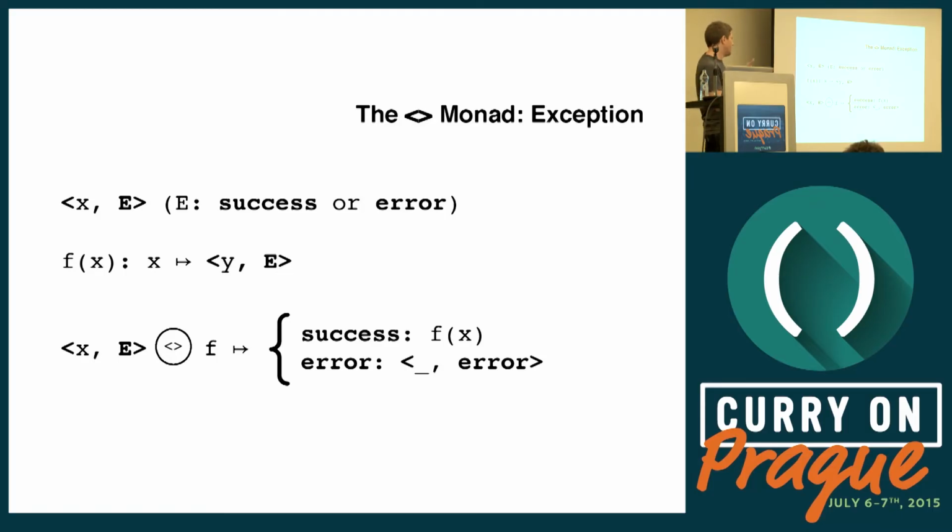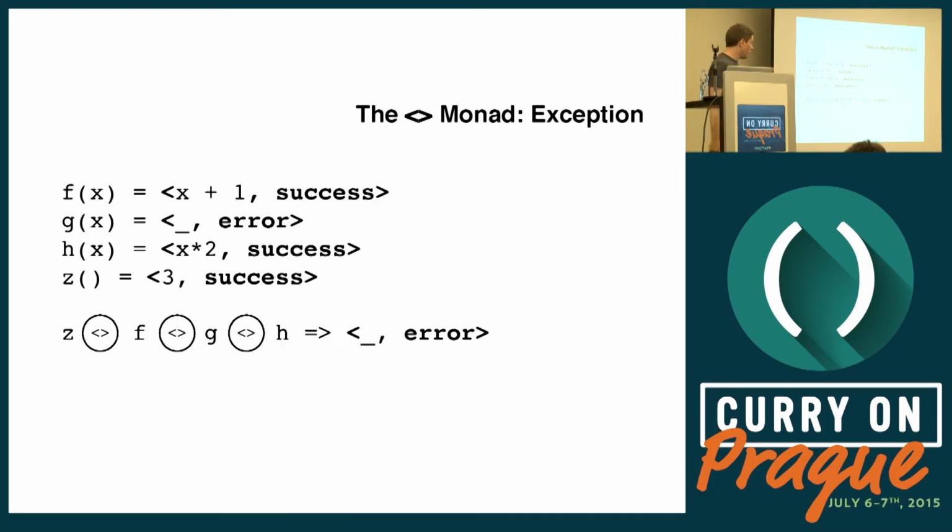I call it here the angle brackets monad, and the monadic context in this case is E, which can be either success or error. And F is going to be, as before, our monadic function. And what is our composition rule? So suppose we have the monadic value x and E, and we want to compose that with F. So if E is success, then we pass x into F and return that result. If E is error, we never evaluate F and just return error.